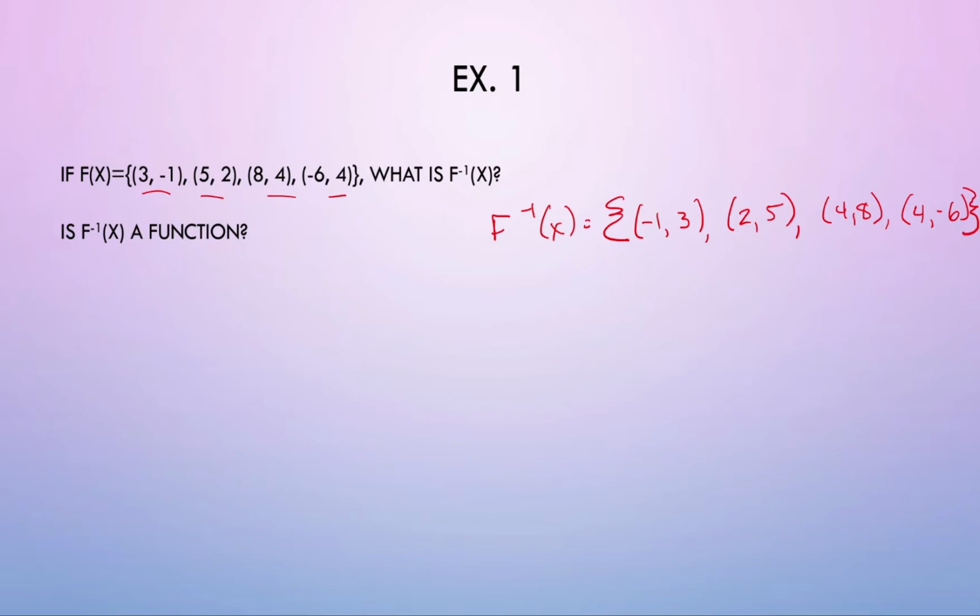Is f inverse a function? No, because we have one input, 4, that gives us 2 outputs, and that is not allowed. If we were to graph these, it would fail the vertical line test, because at 4, you'd have 1 point at (4, -6), and 1 point at (4, 8).